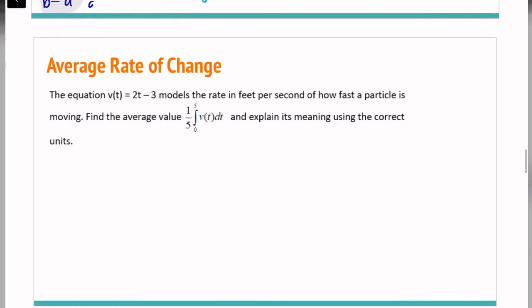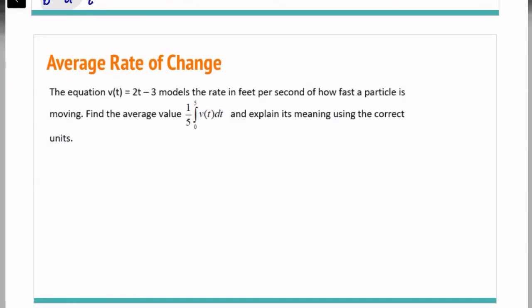So let's do a couple practice questions. The equation v of t equals 2t minus 3 models the rate, in feet per second, ooh, we got some units there, how fast a particle is moving. Find the average value. So we want to find this average value and explain its meaning. So I'm going to use the calculator to find that average value: 1/5, math 9, 0 to 5 of 2x minus 3 dx. So 1/5 the integral from 0 to 5 of v of t dt is going to equal 2.